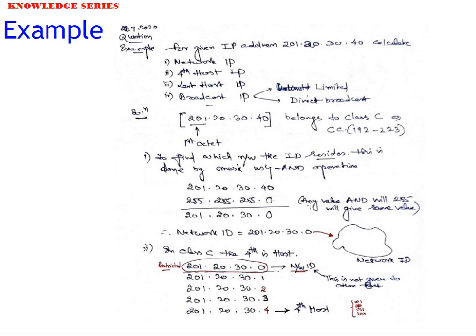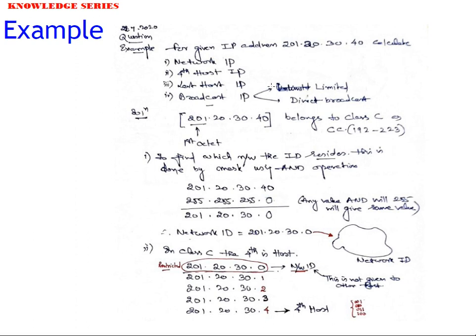And finally, we have other examples. Before we finish, two more examples, let us see. In one case an IP is given, and from this IP we have to find out the network IP, first host, last host, and broadcast IP.